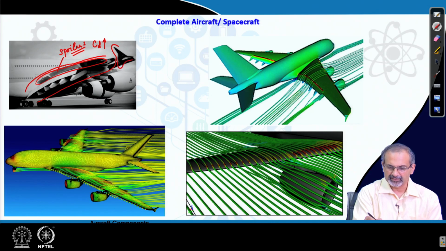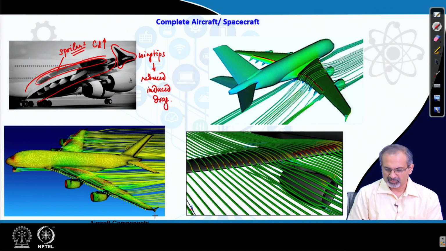These are winglets which are often deployed at the wing tips, and they help you to reduce induced drag. So, in flow computations you can see the winglet being modeled over here.